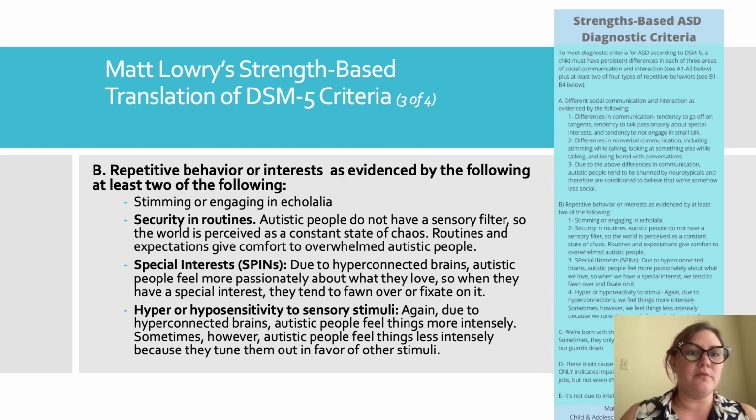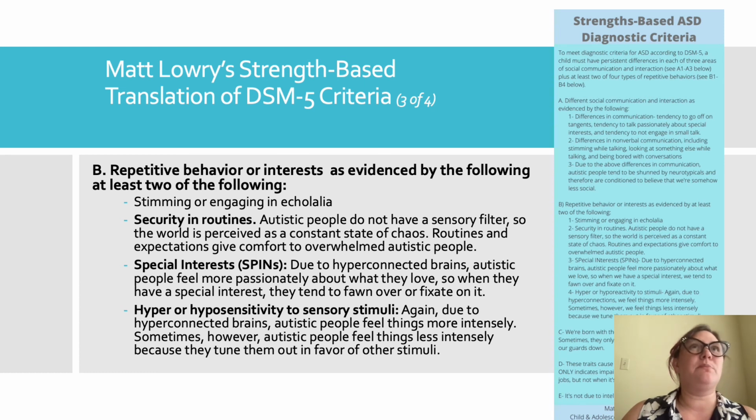The second category, repetitive behaviors or interests, as evidenced by the following in at least 2 of the 4 categories: stimming or engaging in echolalia, security and routines. So autistic people do not have a good sensory filter and end up having issues with sensory sensitivities. So often the world is perceived as a constant state of chaos, and routines and expectations give comfort to overwhelmed autistic people. Special interest or spins.